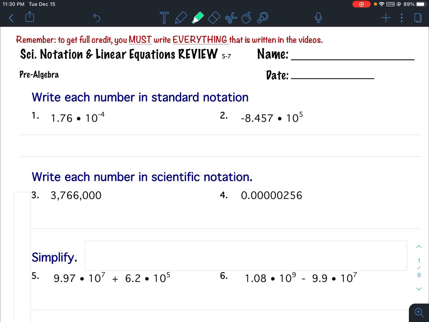Scientific Notation and Linear Equations, Lessons 5 through 7 review. This is a review for the upcoming test. It's very important that you write everything down.